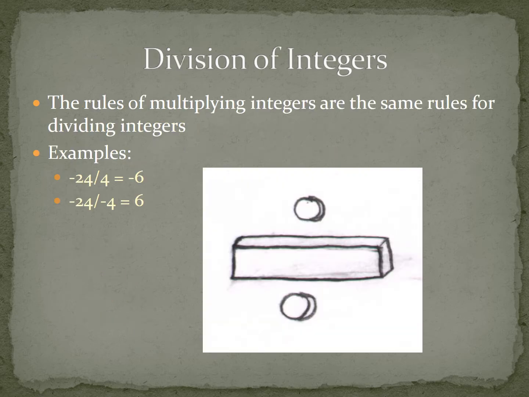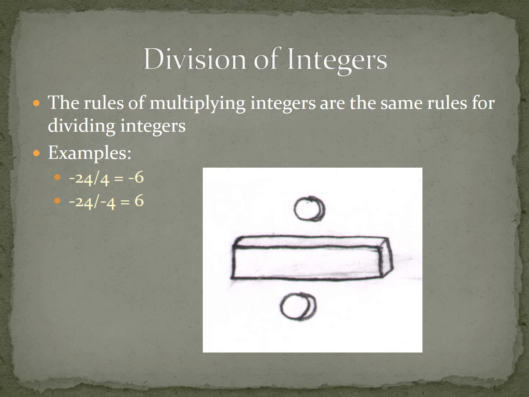Division of integers has the same rule. If you have a negative divided by a positive, your answer is going to be negative. You can always double check by doing the reverse. If I take negative 6 times 4, I know I have the one negative, so my answer is going to be negative. So negative 6 times 4 equals negative 24.